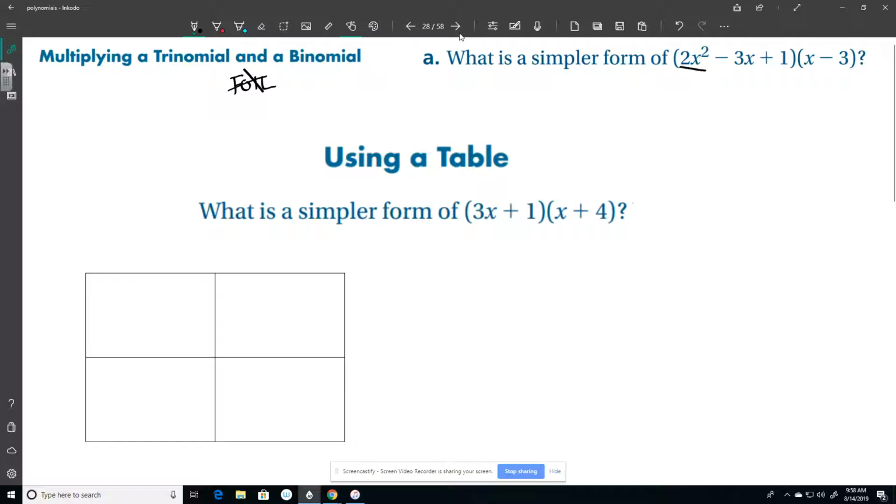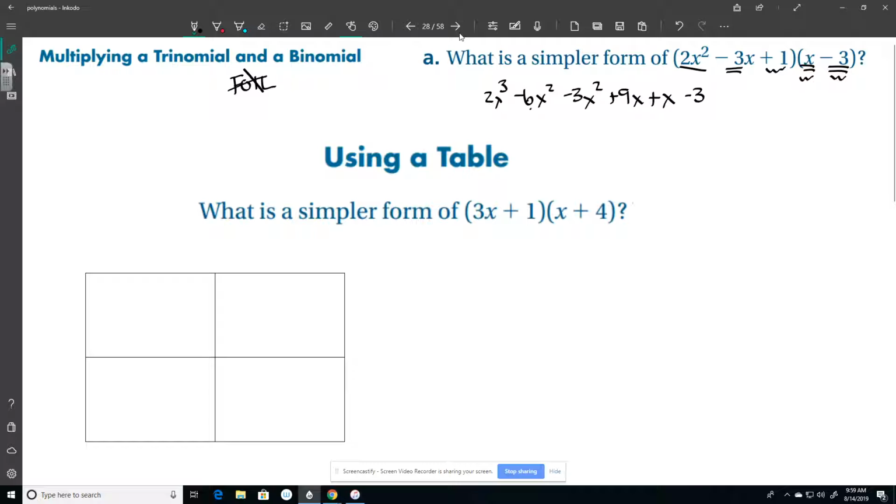So I'm going to start with 2x squared, and I'm going to times that by x, which becomes 2x cubed. Then I'm going to take 2x squared and times by -3, which is -6x squared. Now I'm going to take -3x and times it by x, so -3x squared. And then I'm going to take -3x times -3, which becomes positive 9x. Then I'm going to take the 1 times the x, that's just an x. And then I take the 1 and times it by -3, that's just -3.